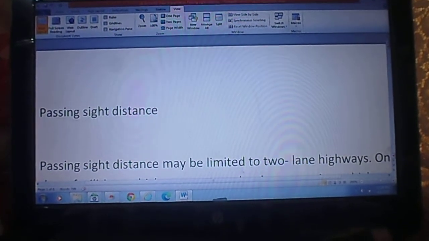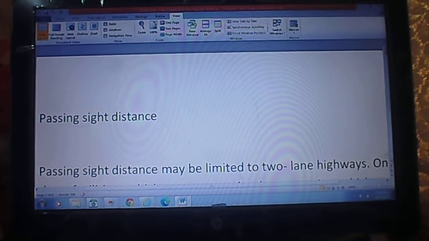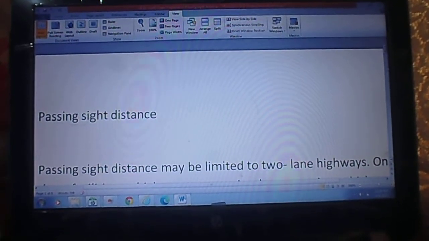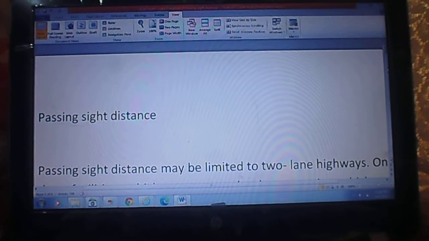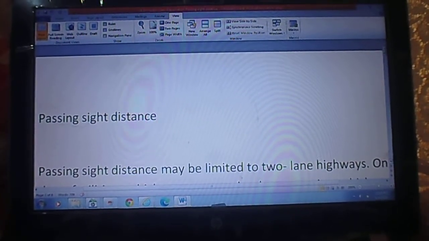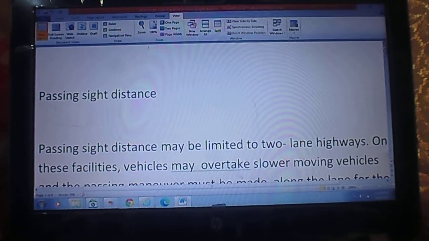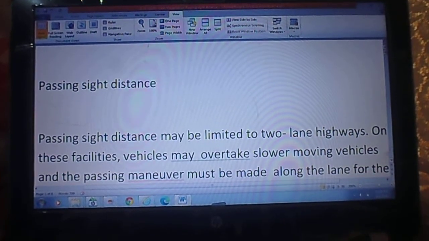Today's lesson is on passing sight distance. This is a continuation from the previous lesson on stopping sight distance delivered by the guest lecturer. Passing sight distance may be limited to 2-lane highways.